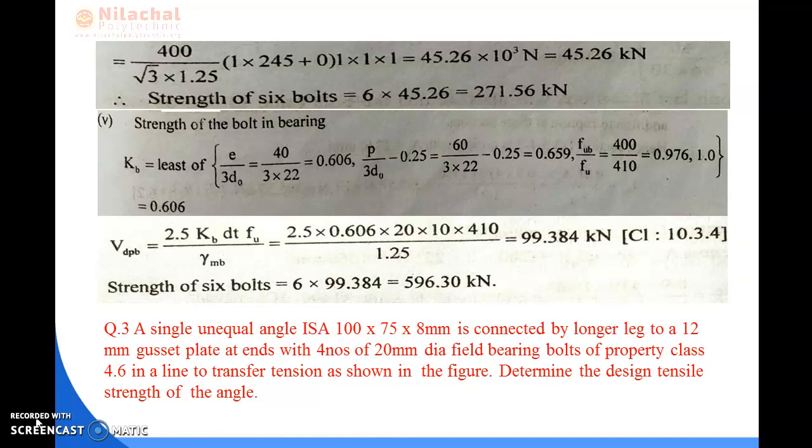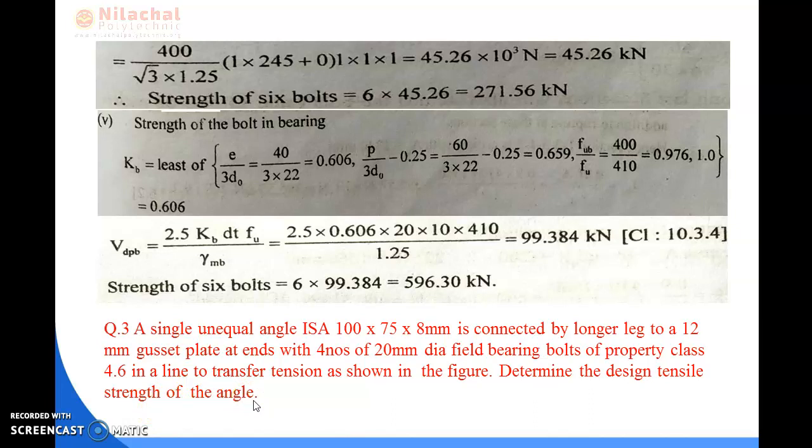So here is your question: a single unequal angle ISA, which is Indian Standard Unequal Angle Section. The dimension is 100 into 75 into 8 mm. That is, 100 and 75 are the widths or lengths of the legs of the angle section, and 8 mm is the thickness of the angle section, which is connected by the longer leg to a 12 mm gusset plate. It ends with 4 numbers of 20 mm diameter field bearing bolts of property class 4.6 in one line as shown in the figure. Determine the design tensile strength of the angle section.